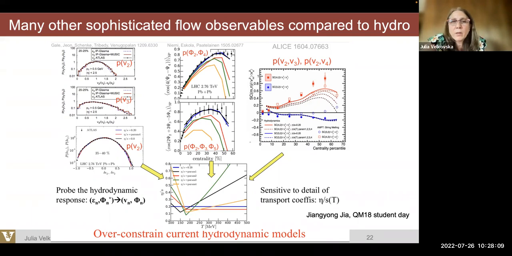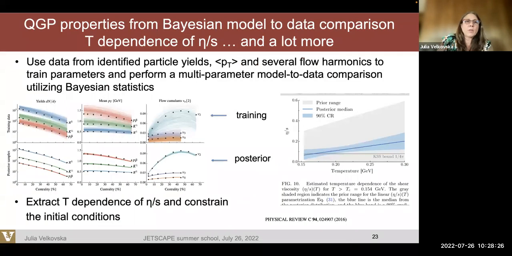So many, many detailed measurements, and Jia's conclusion here is that all of these are sensitive to the details of the transport coefficients and the temperature dependence. And basically we have so many measurements that the problem is over-constrained.